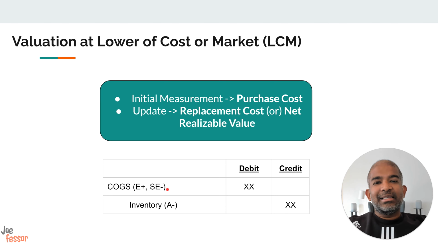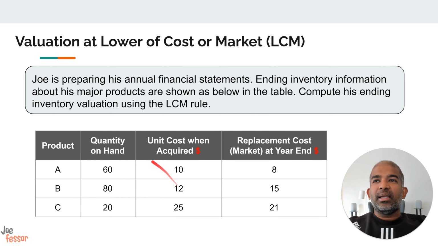Let's understand this LCM method using an example. Joe is preparing his annual financial statements. Ending inventory information about his major products is shown below in the table. Compute his ending inventory valuation using the LCM rule. So Joe has 3 products, product A, B, and C, and you have the quantity on hand for each of those products. You are also provided with the unit cost when acquired, and the replacement cost or the market cost at the end of the year.